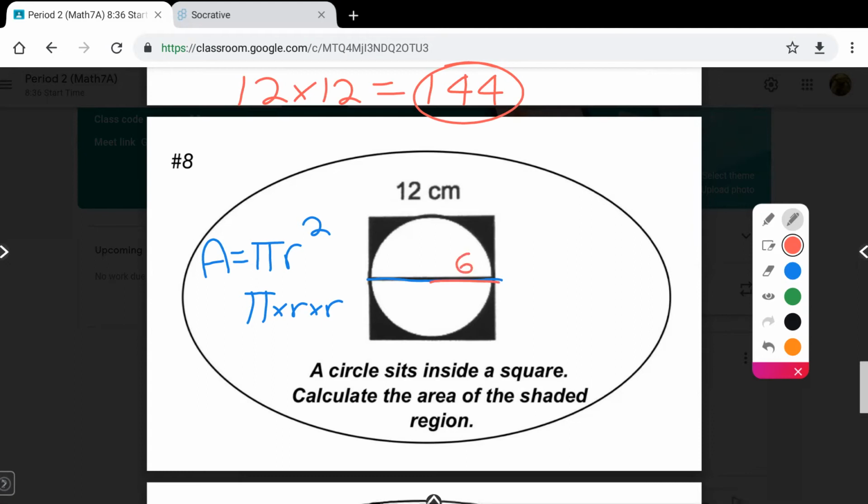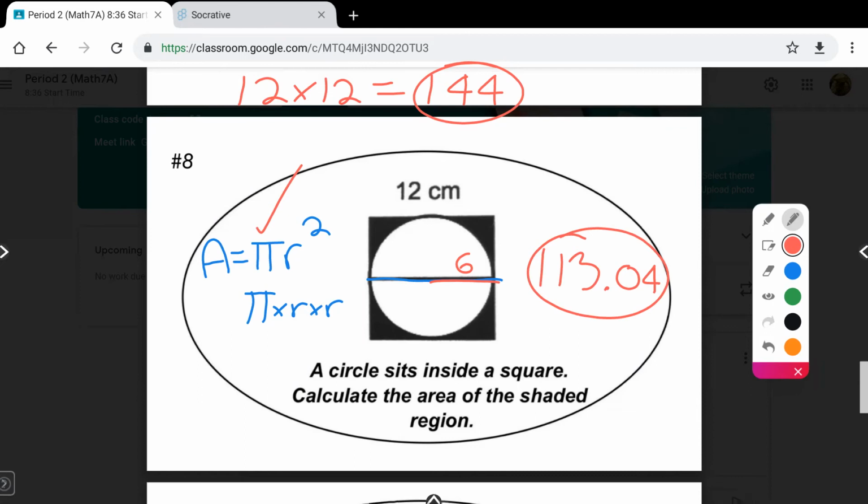So now what I need to do is apply this formula and calculate the area of my circle. So I do 3.14 times 6 times 6. And when I do that, I get 113.04. Now it checks, it makes sense, because obviously the circle had to have a smaller area than my square did, okay? Because the circle fits inside the square.